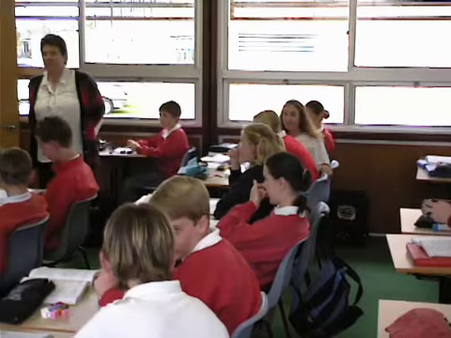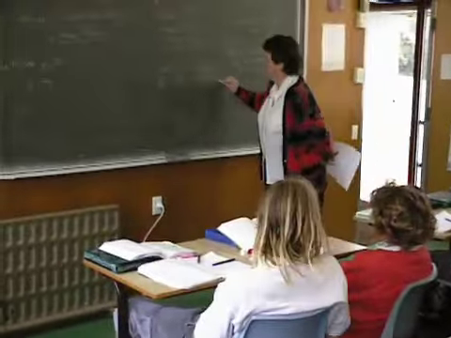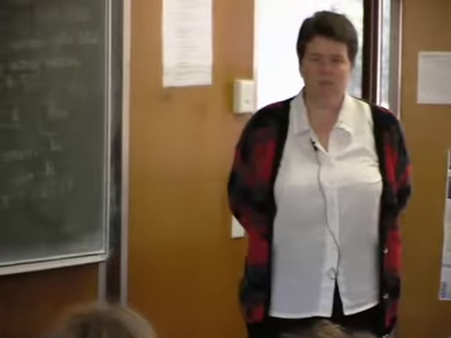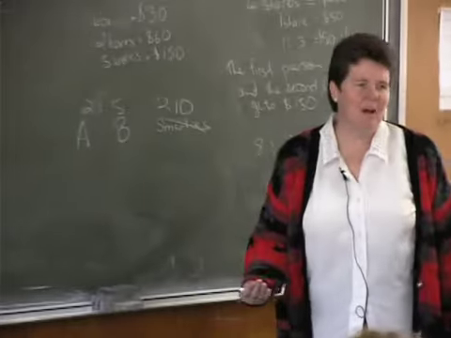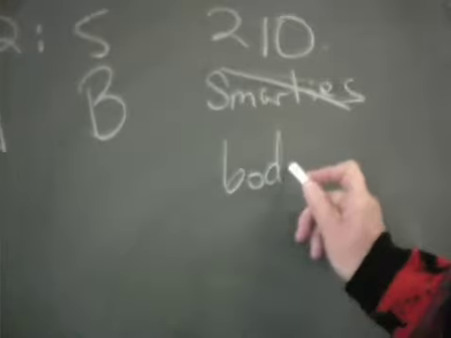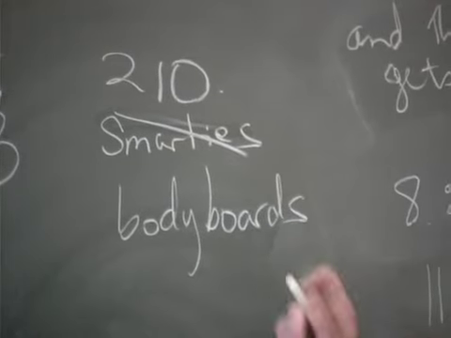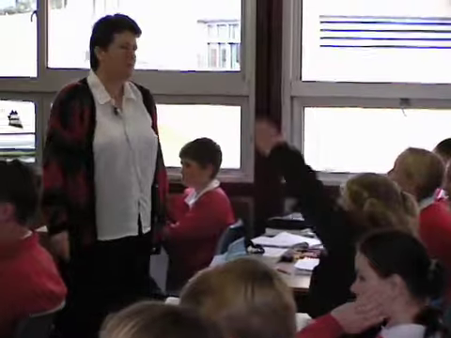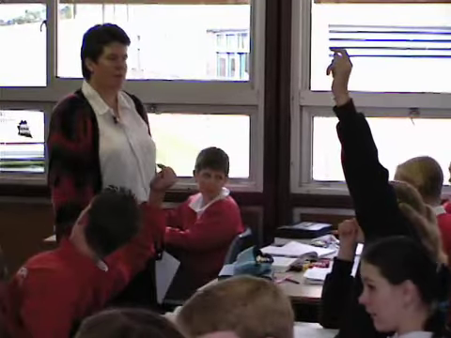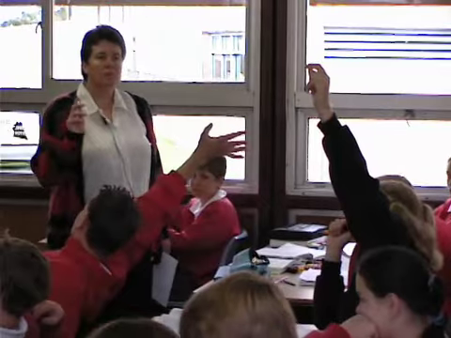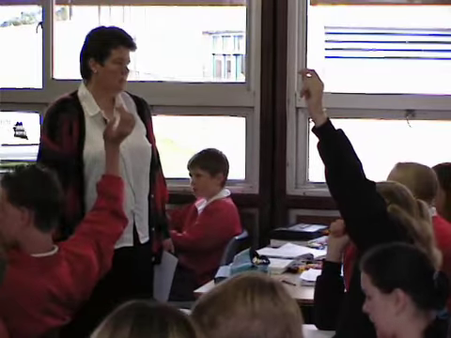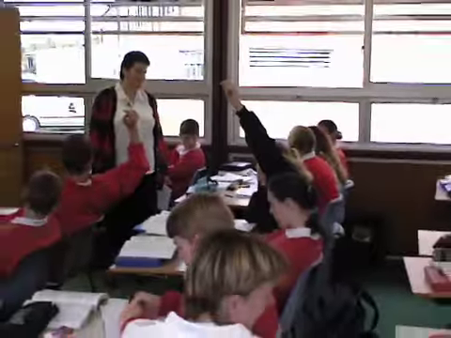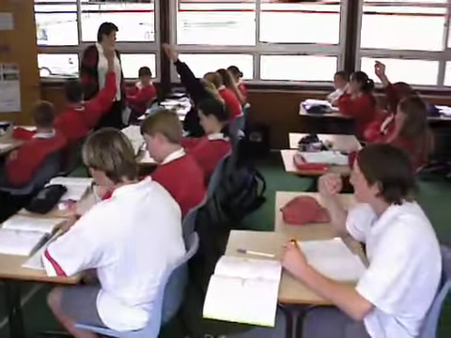Okay. Think of another quantity. Not Smarties this time, something else. Marbles? Surfboards? Only Smarties. Let's move past the chocolate. Bodyboards. Can you make me up a story to divide bodyboards in the ratio? We have 210 bodyboards and we want them divided in the ratio 2 to 5. If you think you've got a story, put your hand up.